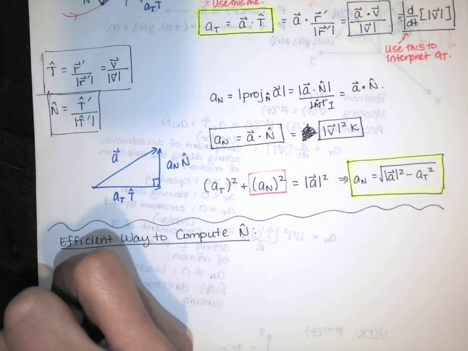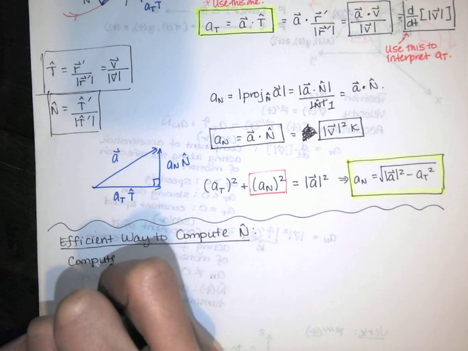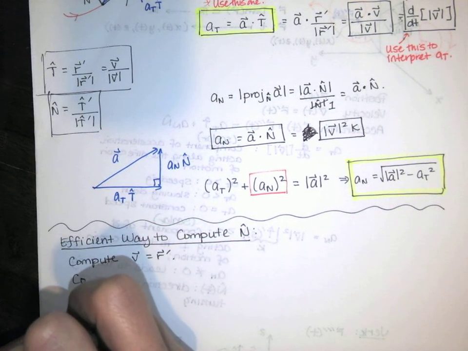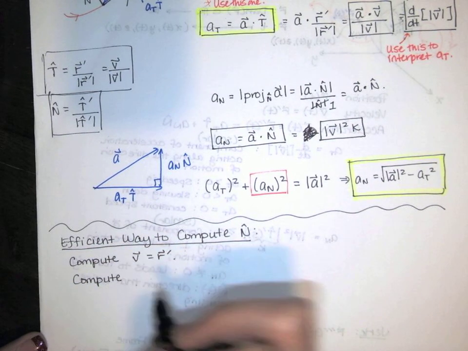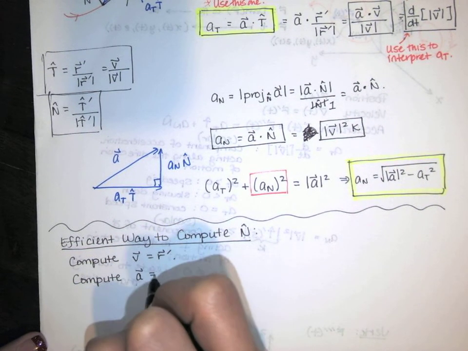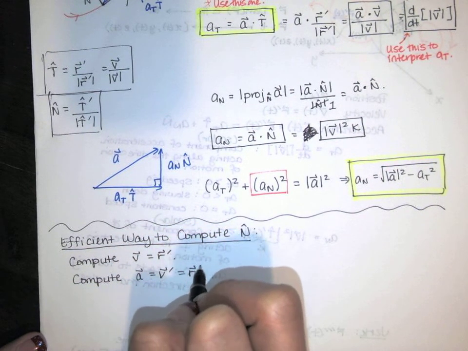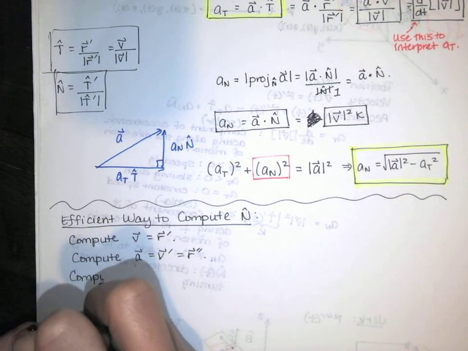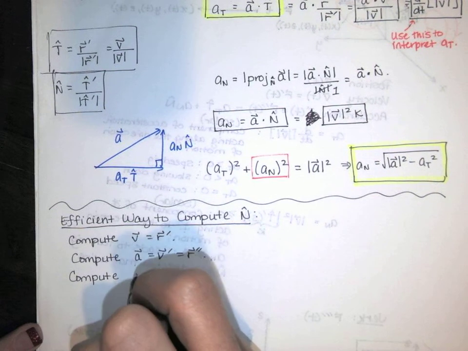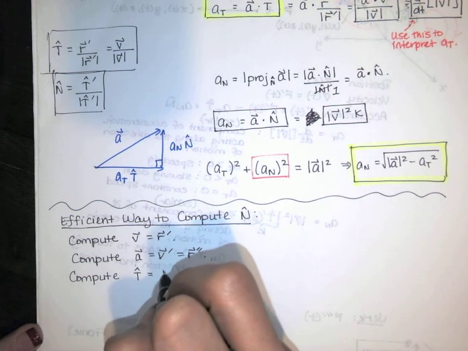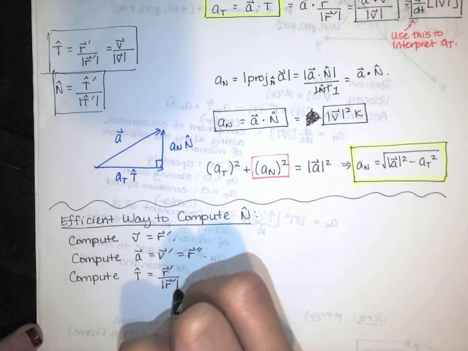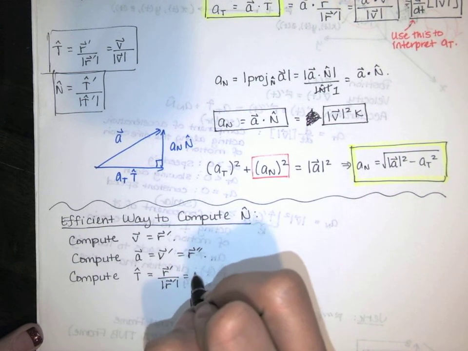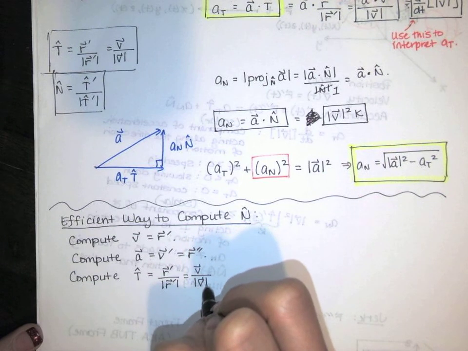First, compute the velocity. Then with the velocity you can compute either acceleration, or you can move on to finding t hat. But we need acceleration and we need t hat, so let's find t hat next. T hat is r prime divided by the length of r prime. So that's our tangent vector divided by its magnitude, or alternatively, the velocity divided by the speed, if you prefer to think physically.